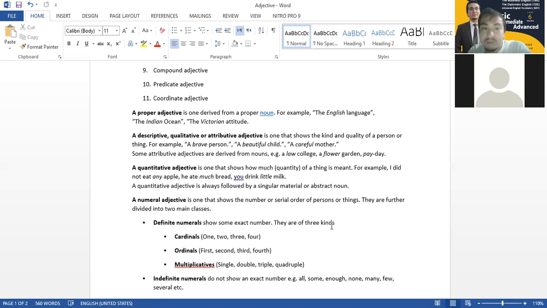Now in descriptive adjective or qualitative or attributive adjective, remember we are using the adjective before the noun. For example, a beautiful country. This is the most excellent performance. So excellent, beautiful, I'm using these adjectives before the noun.